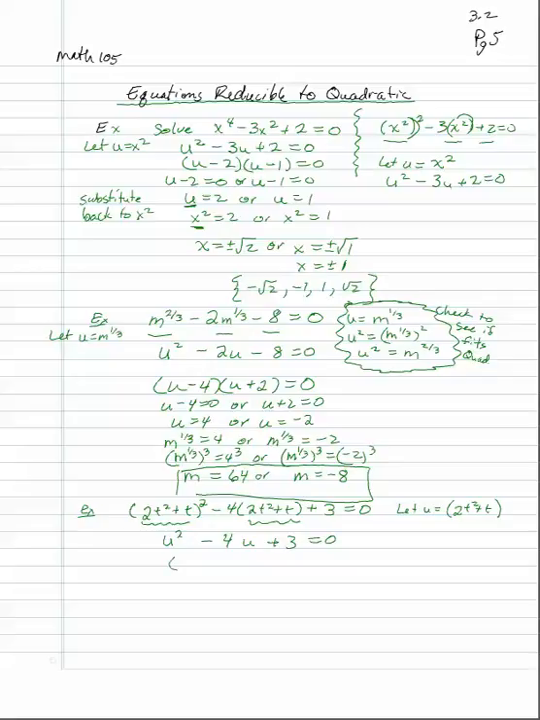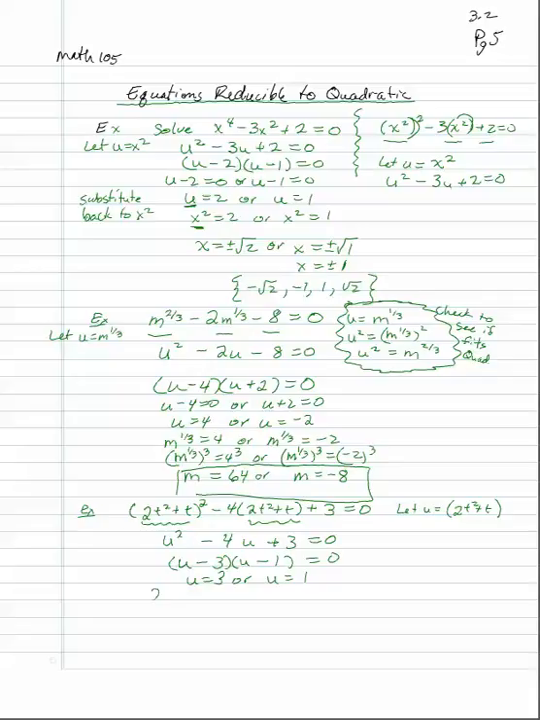Factors of 3 that add to 4. So it's 3 and 1. They're both minus. So u equals positive 3 or u equals positive 1. So I skipped those couple steps. Hopefully that wasn't too much for you. Remember, you set them equal to 0 and then you solve them. And now we got to substitute back.